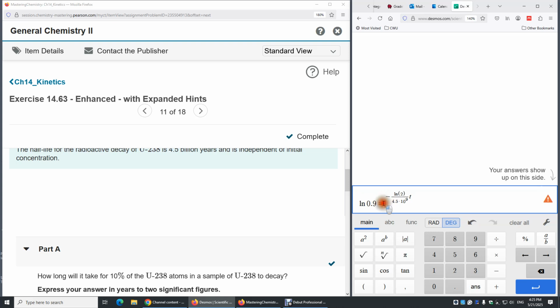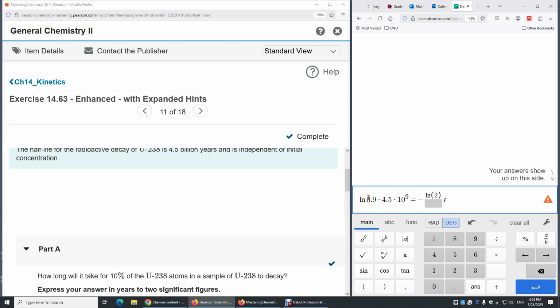I need a way to type it up. Somehow I can't. So I'm going to carefully select this part and do a negative sign here, and now we're good. And you can see t is just ln 0.9 times 4.5 billion divided by negative ln2. That's the setup. That's t.